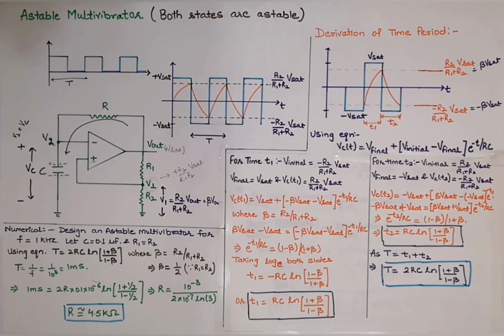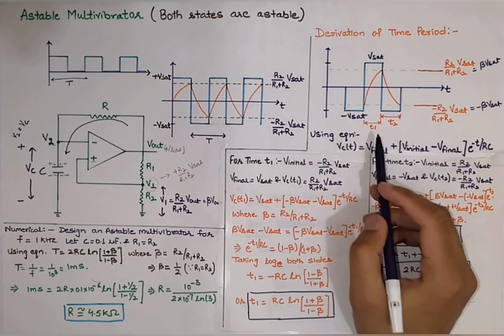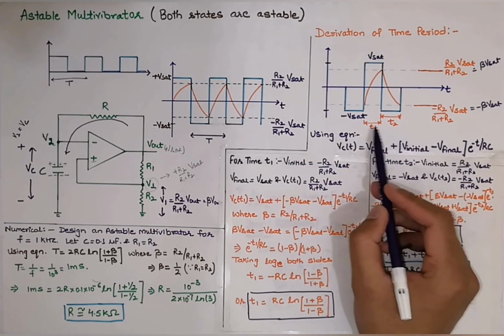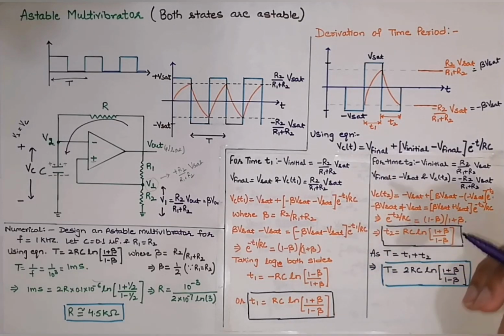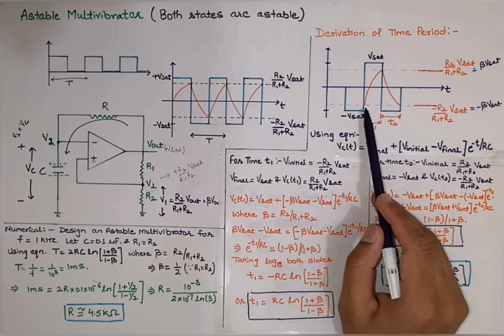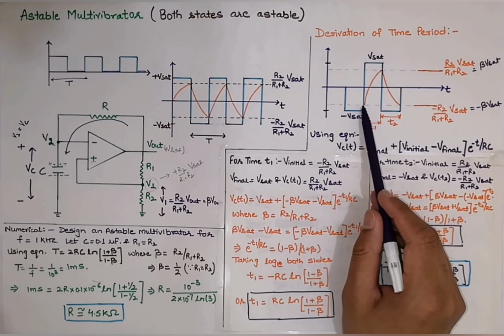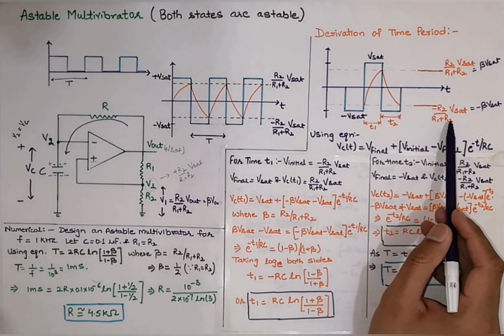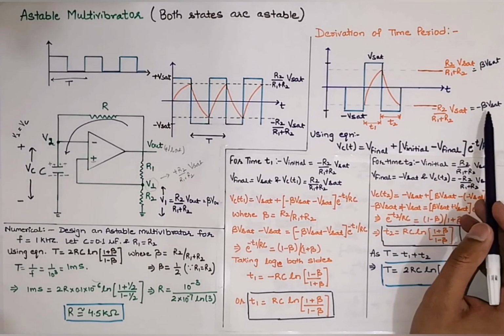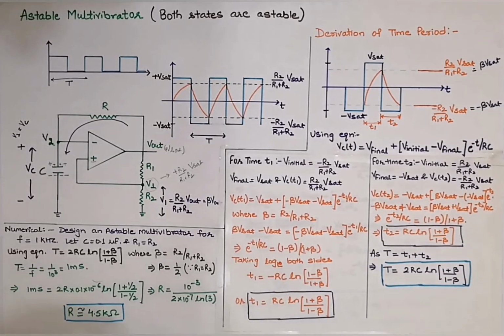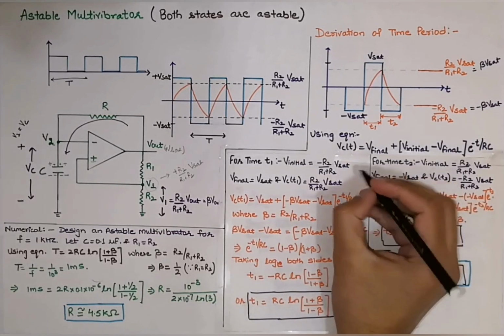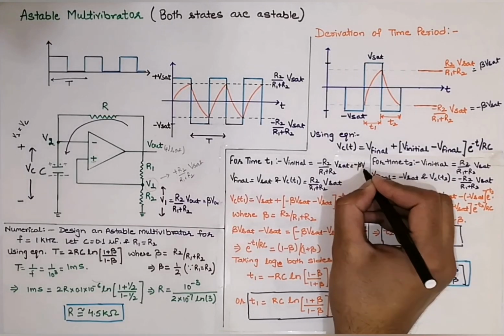We can see here that I have divided the total time period capital T into t1 and t2. t1 is the rising time and t2 is the discharging time, or you can say t1 is the output state where it is high and t2 is the output state where it is low. So you can see here from this diagram that for time period t1, our initial value of the capacitor is minus R2 upon R1 plus R2 of V saturation, that is nothing but equal to minus beta V saturation.